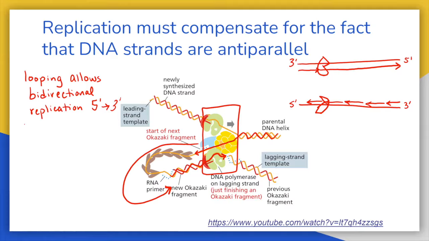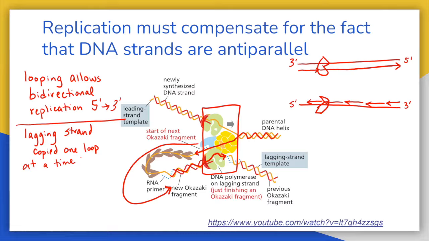But in doing that, on the lagging strand, you can only copy one loop at a time. And so the Okazaki fragments are actually the length of one loop. And then that loop will get dropped and a new loop will be created and the whole process will start again. There are several good YouTube videos about this, and I will point them to you on our learning management system.